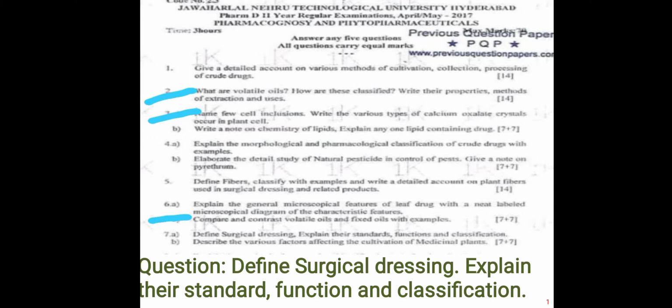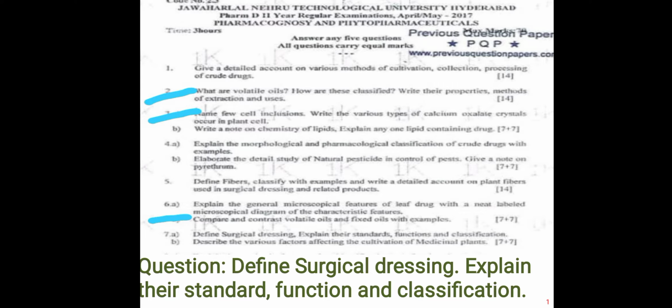Hello students, today we are going to discuss another question which has been asked in the JNTU exam from the second year Pharmacognosy and Phytopharmaceuticals. See question number 7, bit A. Define surgical dressing and explain their standards, function and classification.